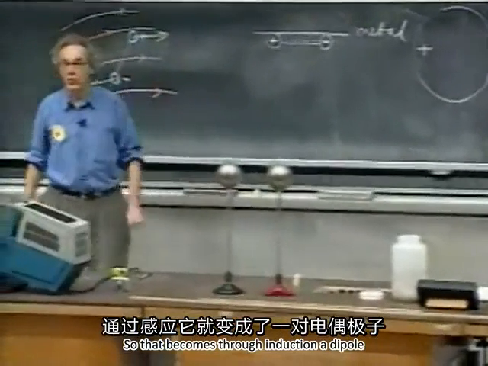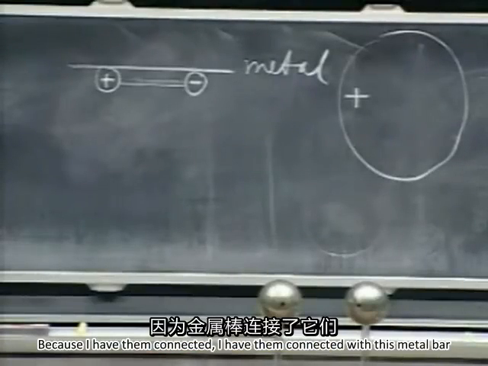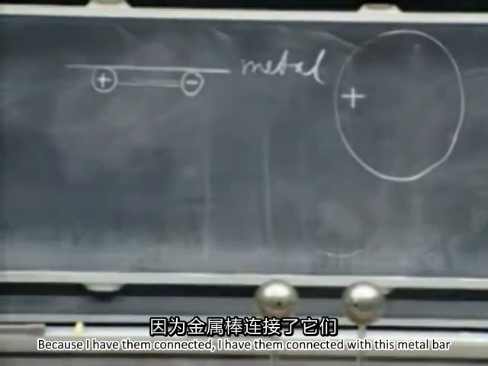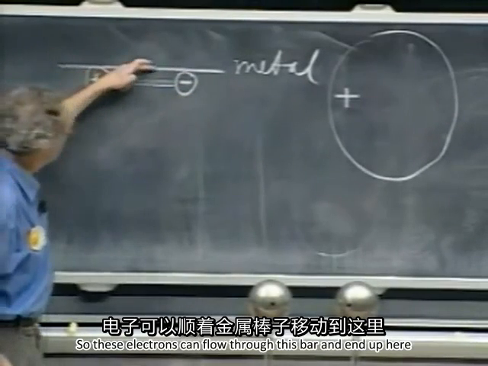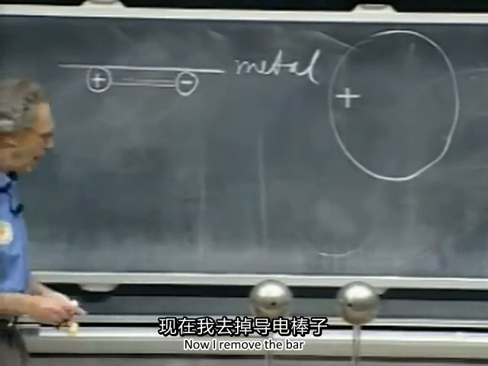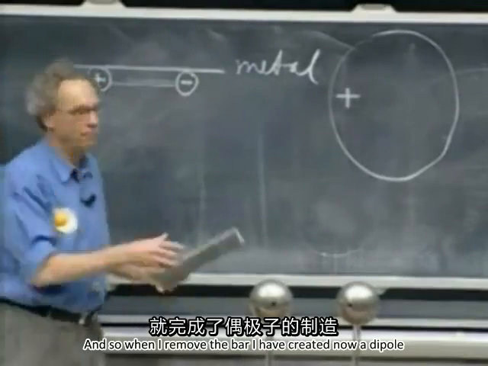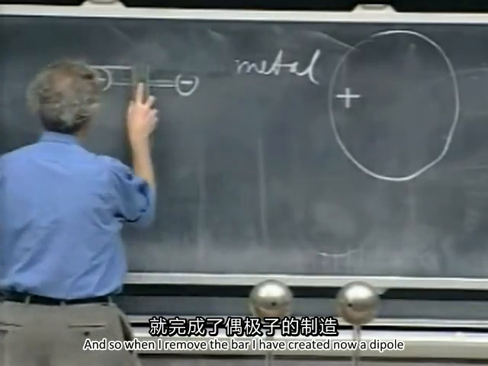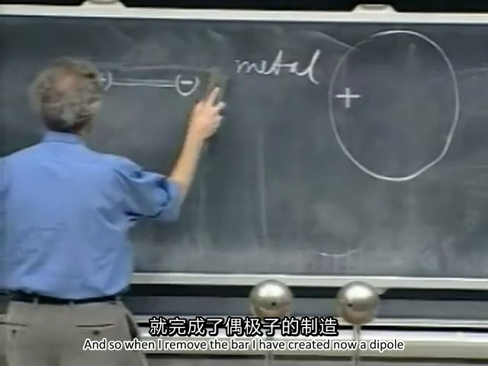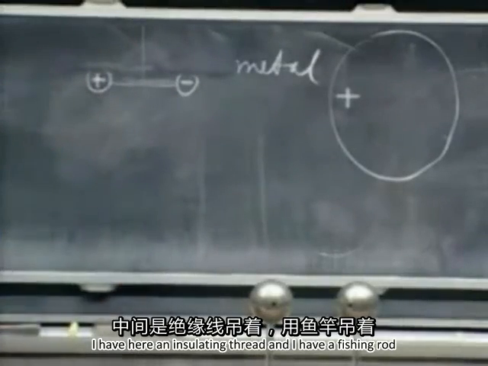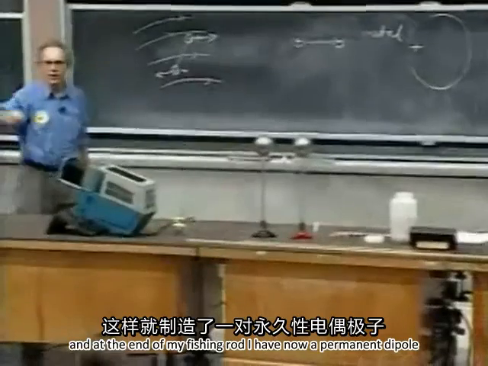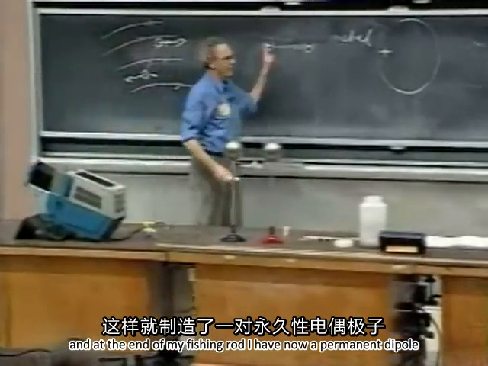So that becomes, through induction, a dipole. Because I have them connected with this metal bar. So these electrons can flow through this bar and end up here. Now, I remove the bar. And so when I remove the bar, I have created now a dipole. I have here an insulating thread, and I have a fishing rod. And at the end of my fishing rod, I have now a permanent dipole.